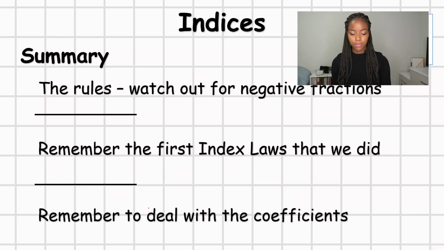And the third thing to remember is to deal with the coefficients. So as we did in the question here, and as we did in the first video, just remember that if you have a coefficient with your variable that's raised to a power, remember to deal with the coefficient. So you still need to raise the coefficient to the power.